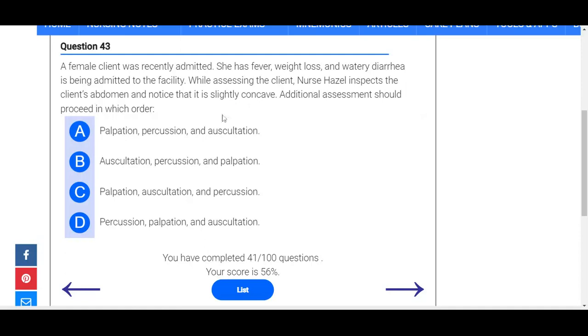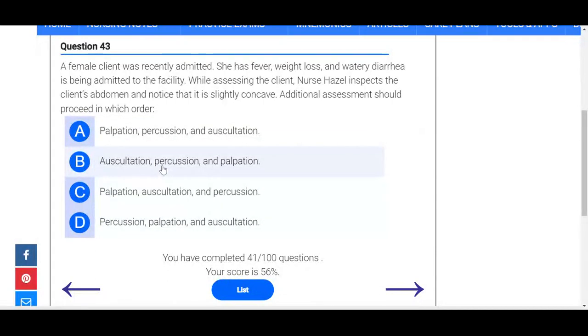Additional assessment should proceed in which order? Palpation, percussion, auscultation, percussion, palpation. So first of all, if we do the assessment, auscultation should come first, and then we percuss, and then we palpate.